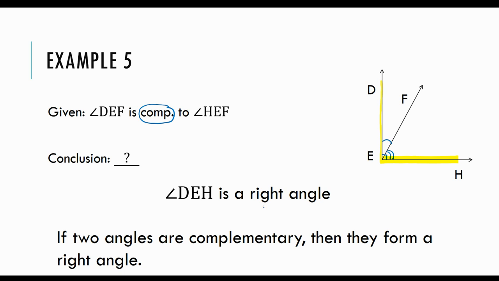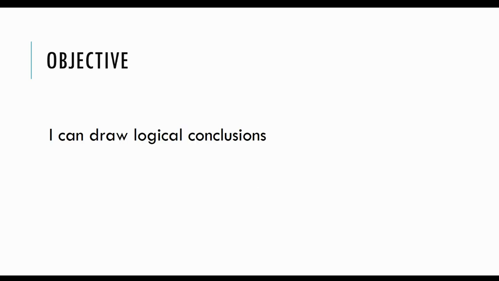So notice that because I concluded a right angle, I need to state right angle in my justification. If you said angle DEH is 90 degrees, if that's your conclusion, that's a legit conclusion. But then you would have to say if two angles are complementary, then they form a 90-degree angle. So you just want to be consistent. If you state right angle in your conclusion, state right angle in your justification of that conclusion. If you said it's a 90-degree angle, well, then you'd have to say 90-degree angle in your justification. Okay, so this is us drawing logical conclusions.